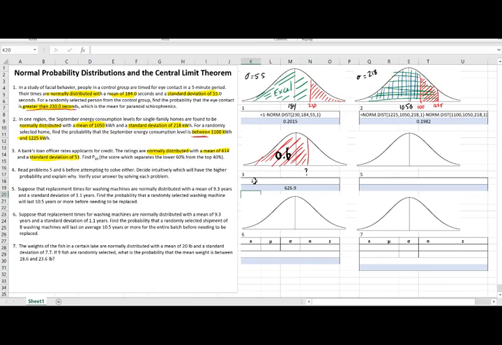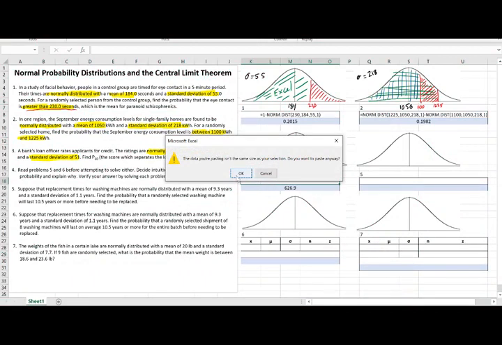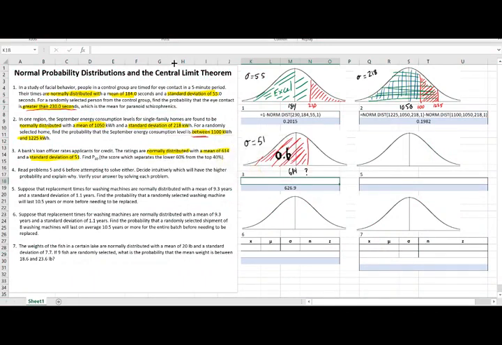And we should probably, just for the sake of referencing later, note that 614 is the mean and the standard deviation is 51. Okay, let's record our answer. All right, looks good. Moving on.